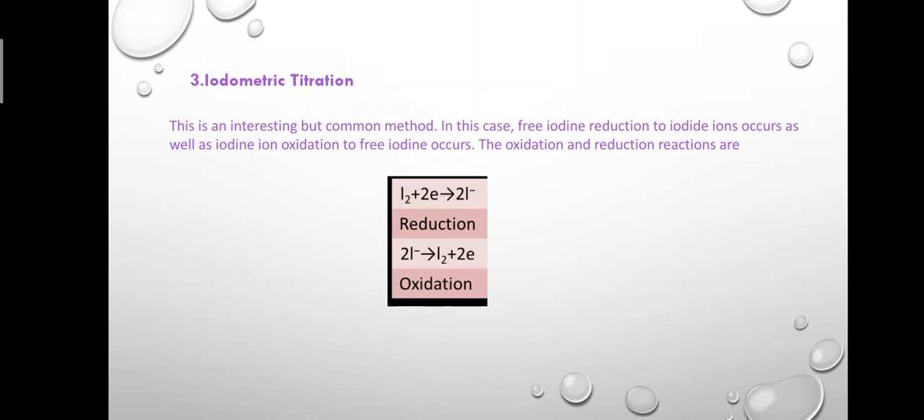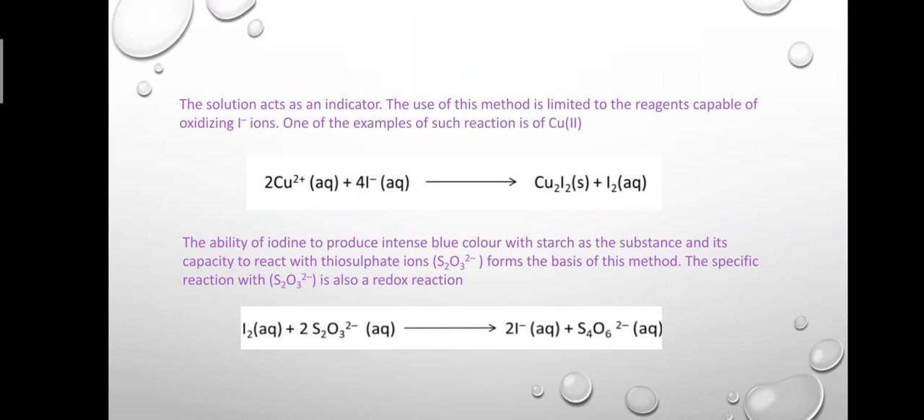Now, iodometric titration. This is an interesting but common method. In this case, free iodine reduction to iodide ions occurs as well as iodide ion oxidation to free iodine occurs. The oxidation and reduction reactions are given below. Starch solution acts as an indicator. The use of this method is limited to the reagents capable of oxidizing iodide ions.